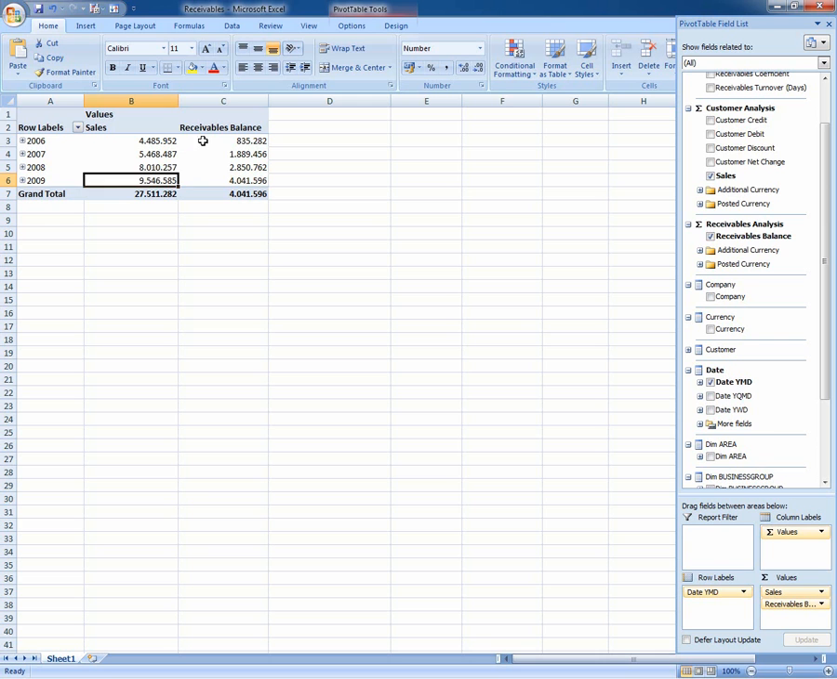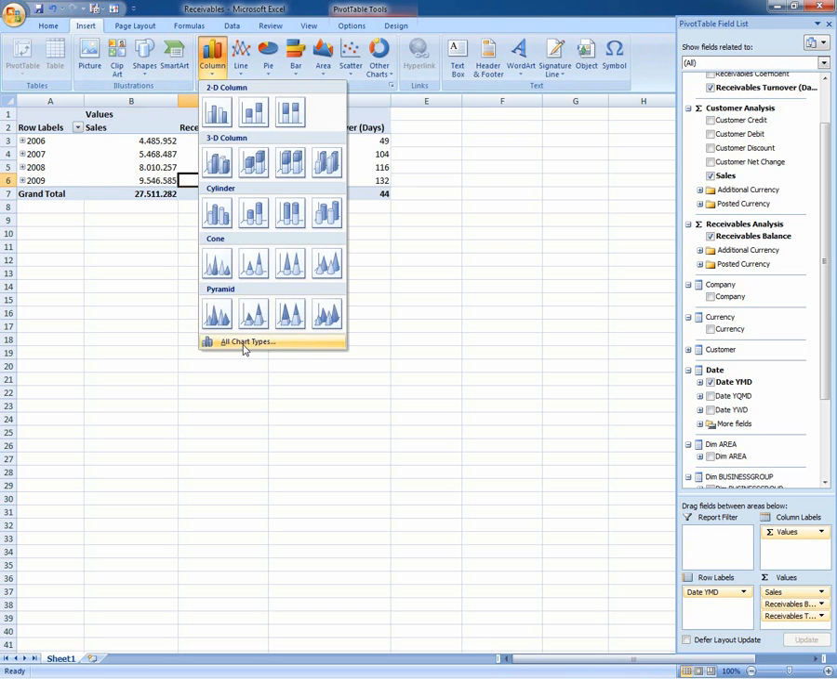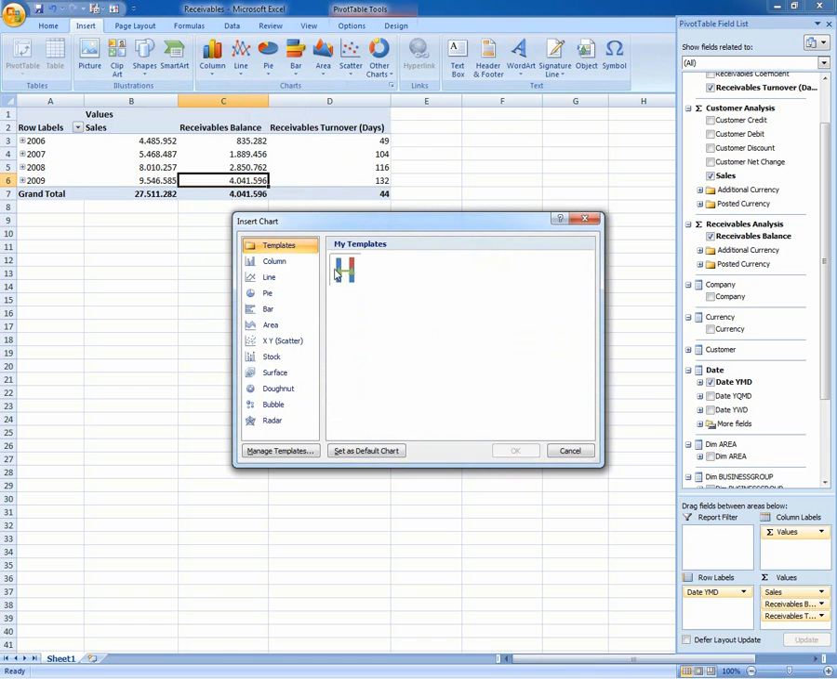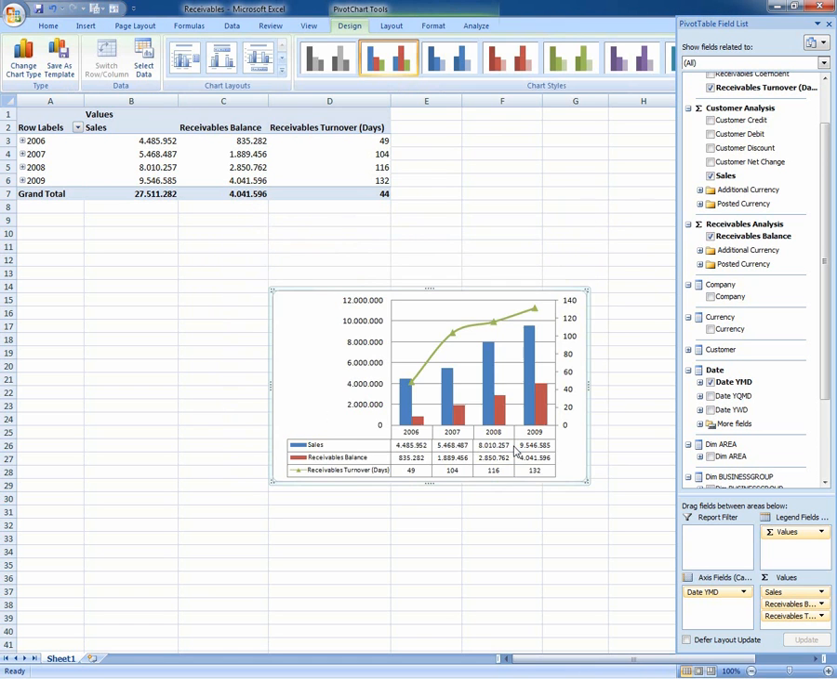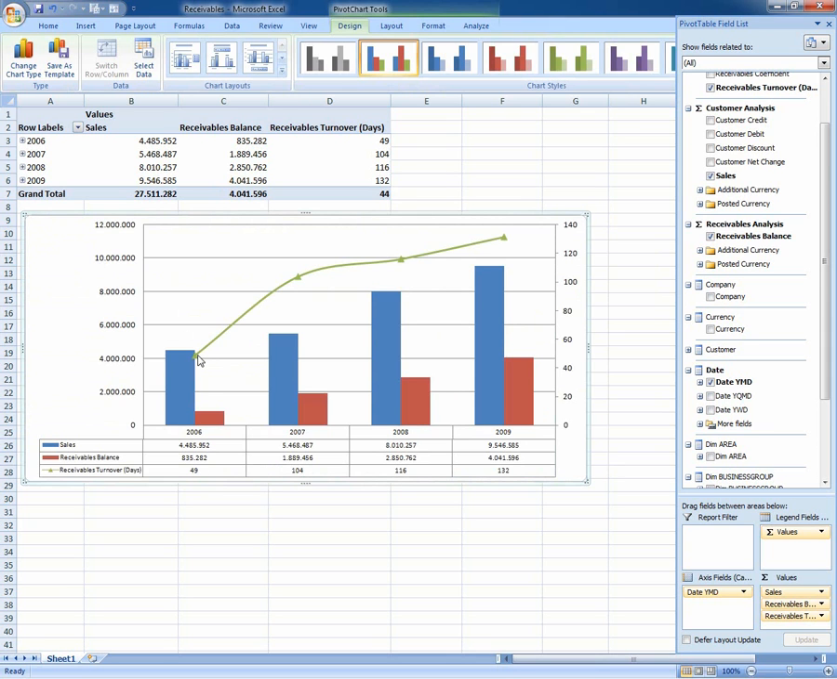Looking at the data, we can see that sales have doubled in recent years, but the receivables balance has grown almost 5 times. We can analyse this further by dragging in a special KPI, receivable turnover days. With this, we see that it's grown over 2.5 times. Let's have a look at these figures on the graph. Using a pre-built template, the green line represents the KPI.